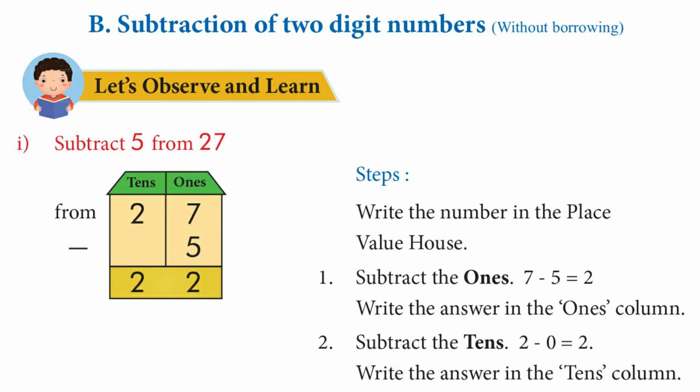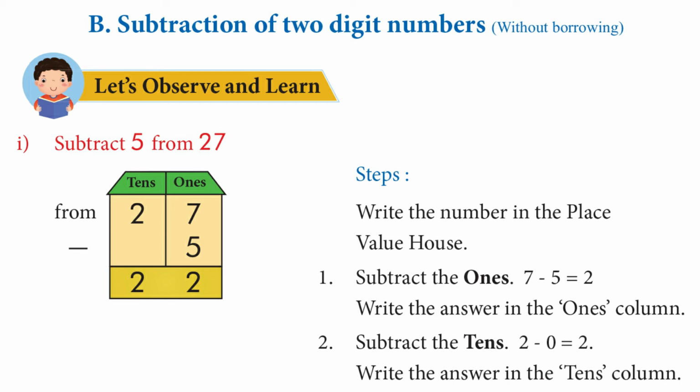Subtraction of 2-digit numbers without borrowing. So here we have subtract 5 from 27. The steps here: we have a place value house, and first of all we have to write the number in the place value house. Subtract the ones. So what do we have in the ones place? We have 7 and 5. 7 minus 5 is 2.